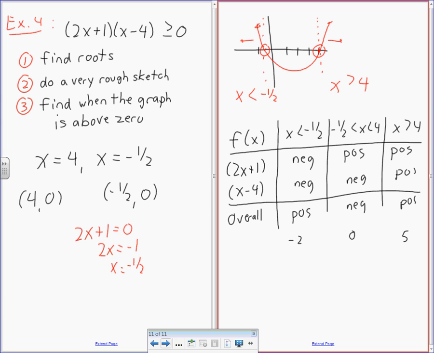Yeah, question? This is just another way to do the question. Okay, right? So what I did was I just used different intervals. My first interval was less than negative 1/2, right? The second one's between negative 1/2 and 4. The third one's bigger than 4. Since we wanted the values bigger than 0, that's positive. So it's positive when x is less than negative 1/2. It's positive when x is bigger than 4. So it's giving you the same answer in a different way.